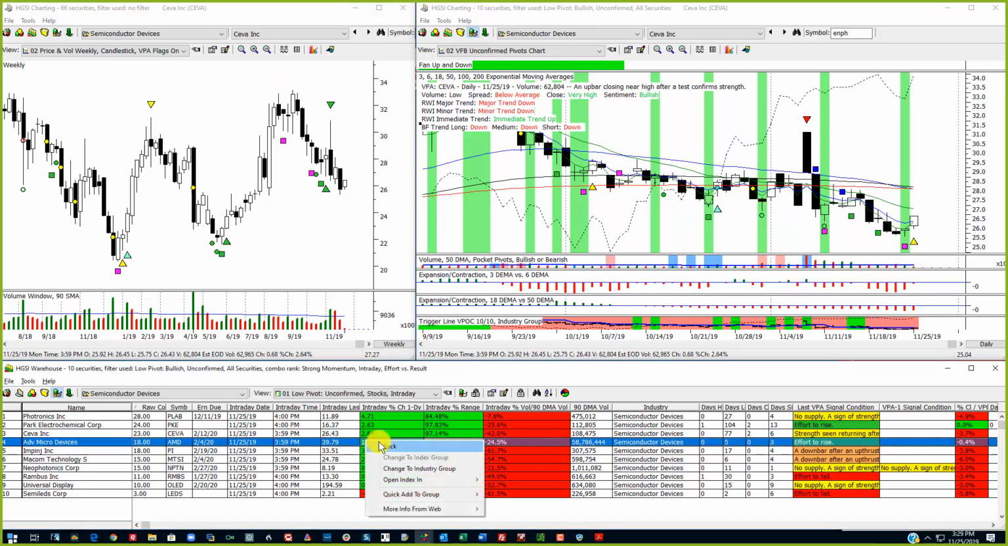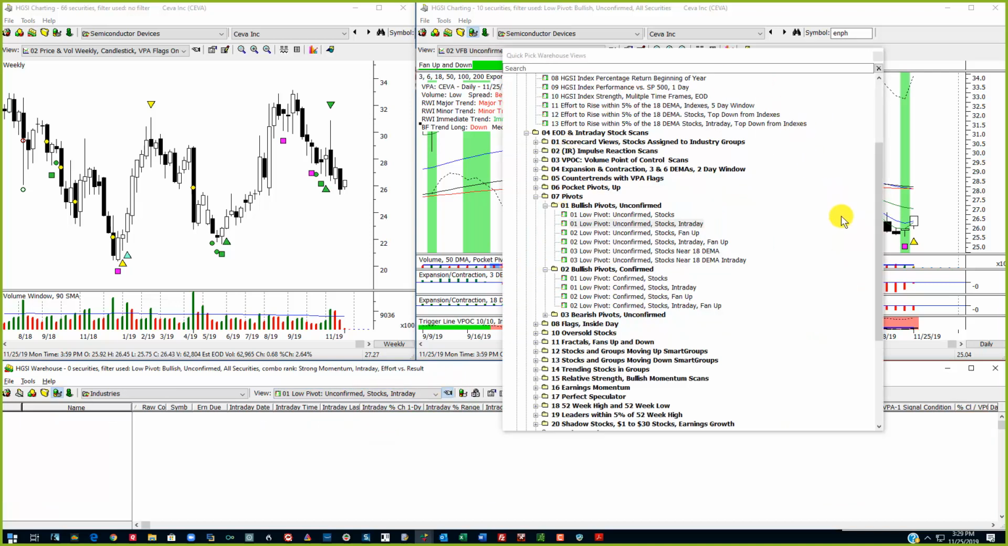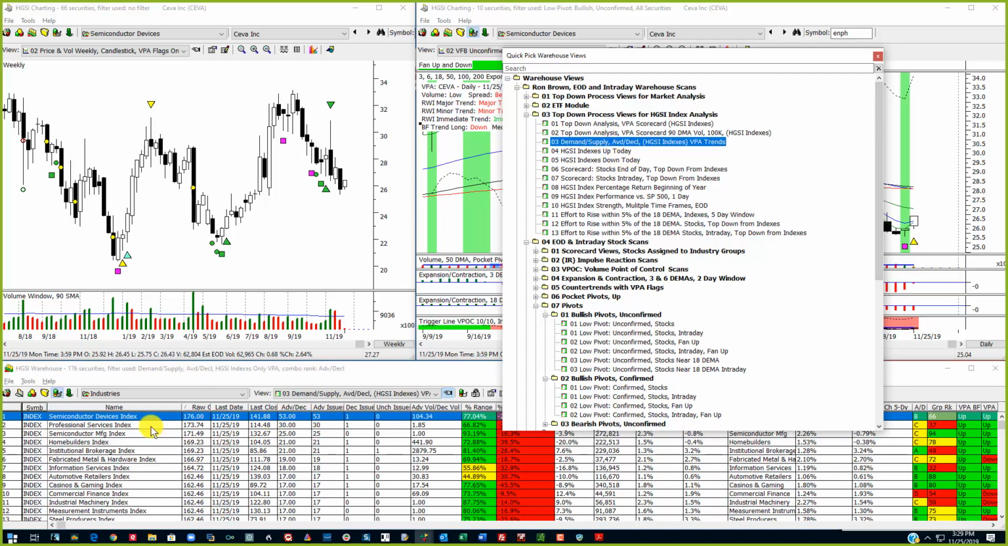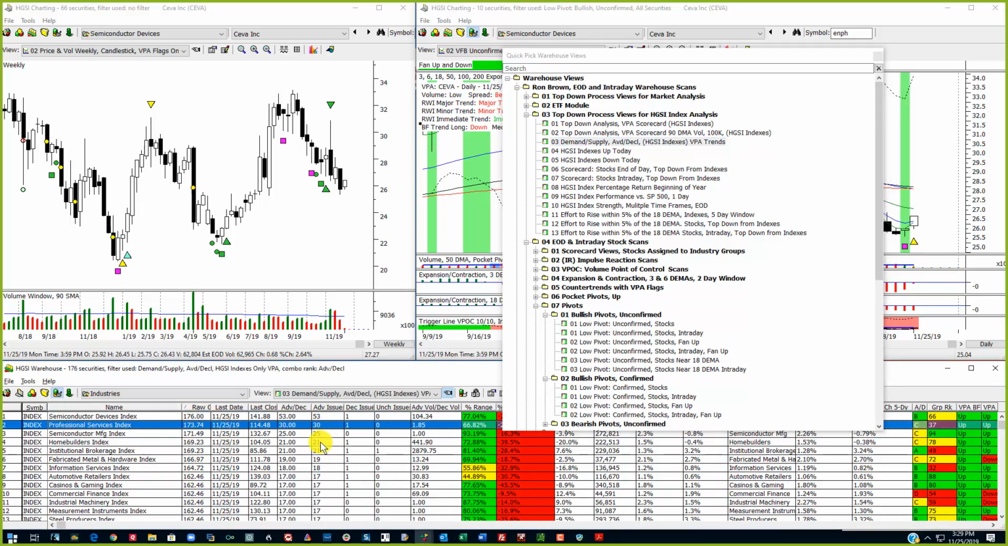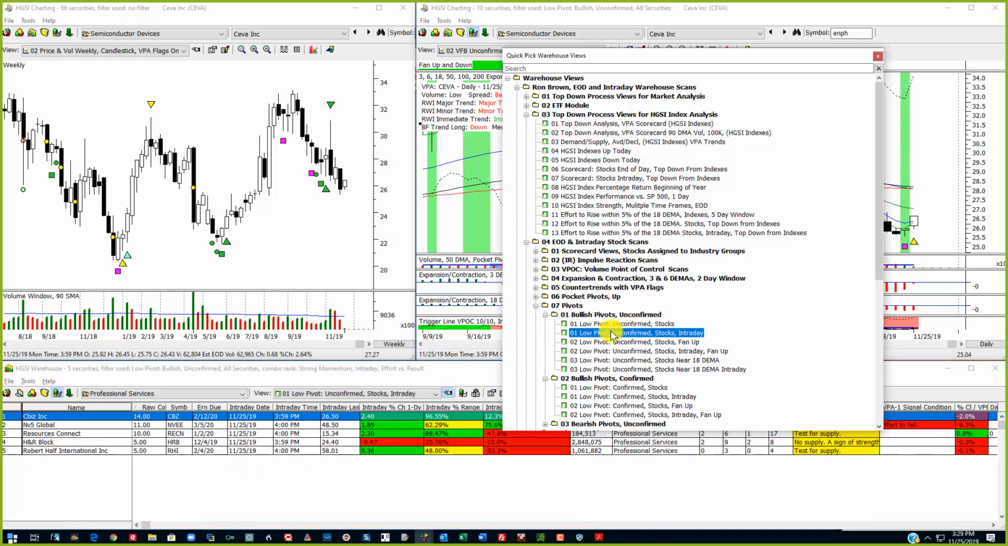Let's do this with another group. I'm going to go back, and then I have to bring this up. Go back up here to number 3. Should we try the professional services? Change to industry group. I'm going to go to the low pivot unconfirmed.